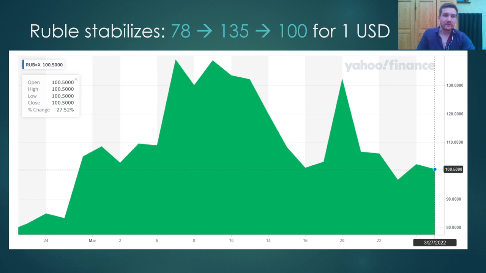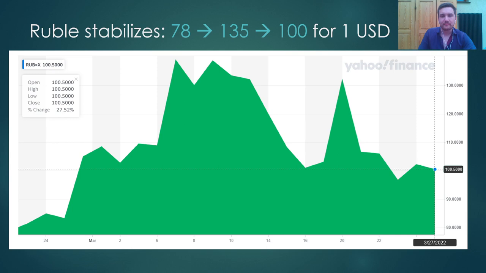And this also meant that the ruble actually stabilized, so it went from 78 for one US dollar to 135 to around 100. And so what you always hear in the media is that the ruble is in complete downfall. No, not really. The ruble, I mean, it got worse, right? It changed by like 25% or so. So it got worse for the Russian economy, but it's not total economic collapse. It's not hyperinflation or whatever.